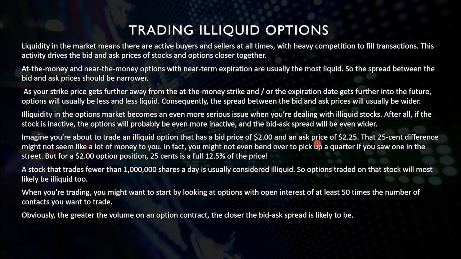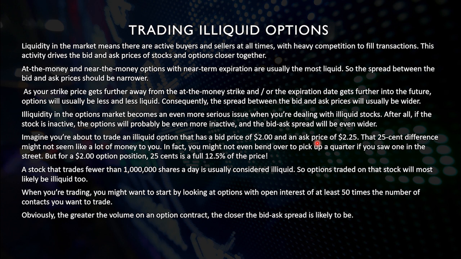It makes sense to trade options with high liquidity in the market. A stock that trades fewer than 1 million shares a day is usually considered illiquid. However, we do recommend trading at a minimum of $500,000. $500,000 is the bottom. $1 million is recommended, but $500,000 is the bottom for us. So options trade on the stock will most likely be liquid too.